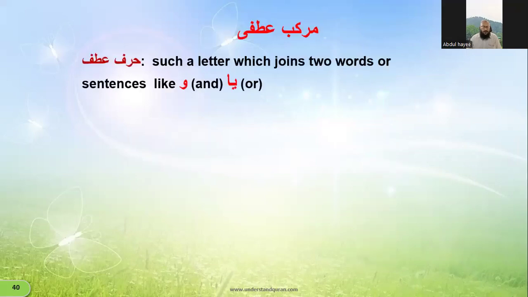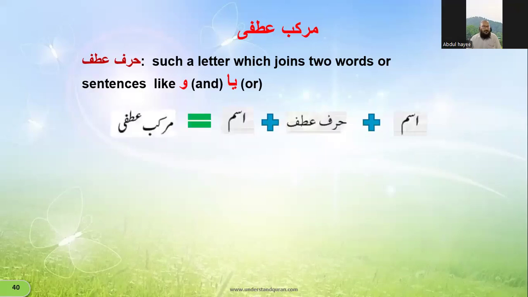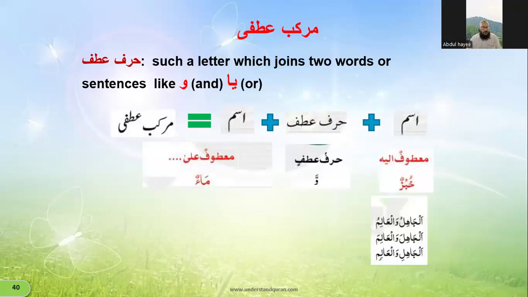So what is harf ataf? They join two or more words or sentences. Just like ism plus harf ataf and ism, it makes a murakkab, called murakkab atfi. Like we have the word khubzun, and waw is a harf, and ma'un, we join and get a murakkab, just like al jahilu wal alim, al jahila wal alim, al jahili wal alim. So it has 3 forms, either it is in the raf, nas, or jar. Let's have another example.